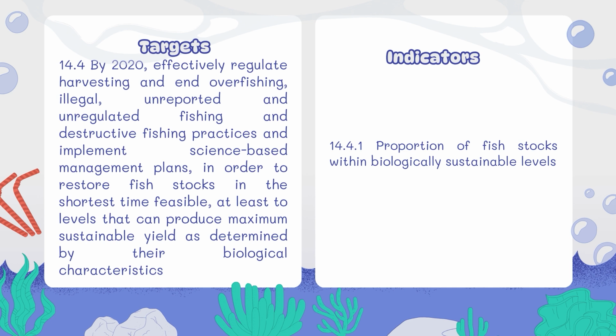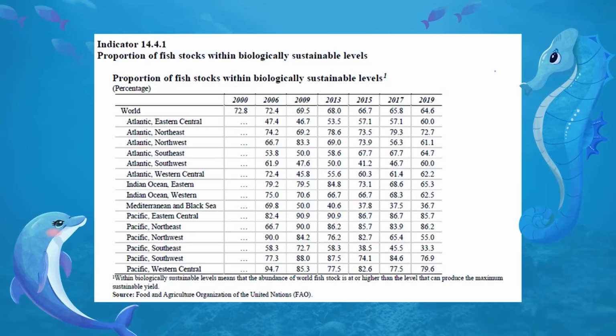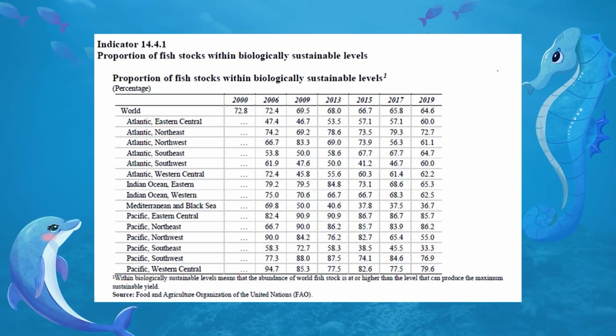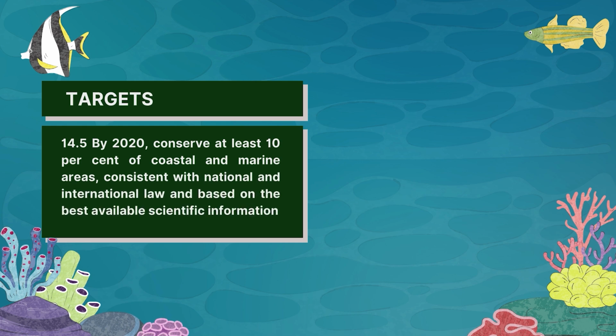To look into this progress, we have the proportion of fish stocks within biologically sustainable levels. If you look at this indicator, you will see that in different regions, the proportion of fish stock within biologically sustainable levels was 72.8 percent in 2000, but in 2015 it is 66.7, now 64.6. See the condition we are facing.